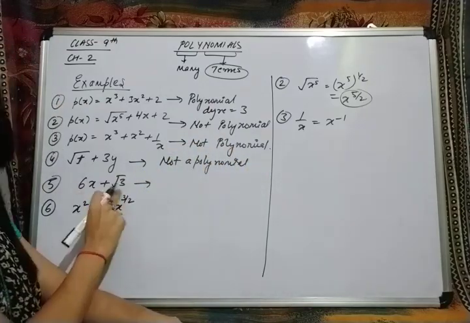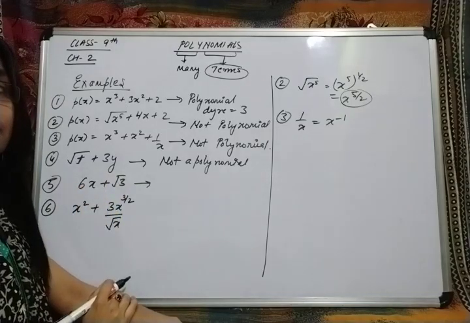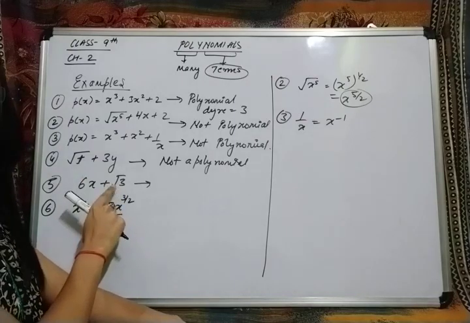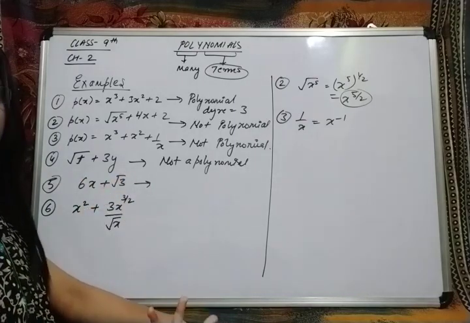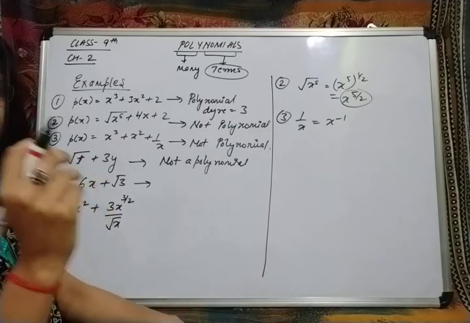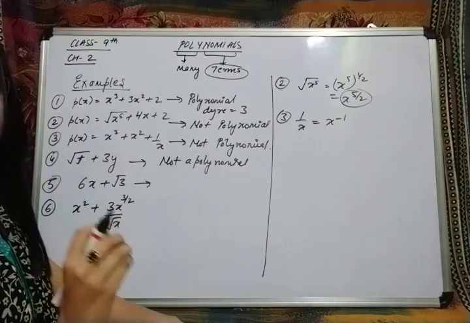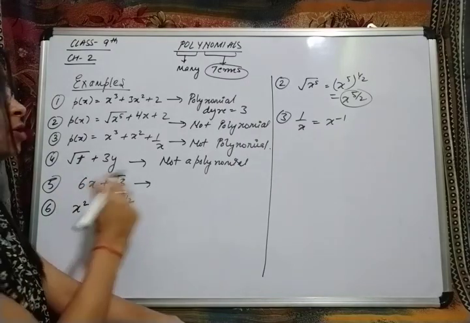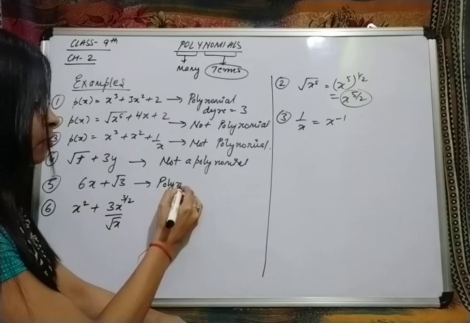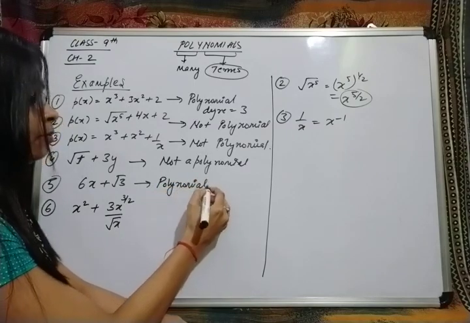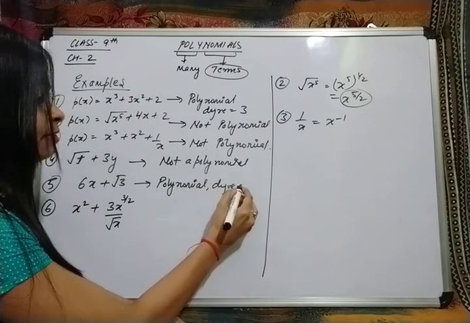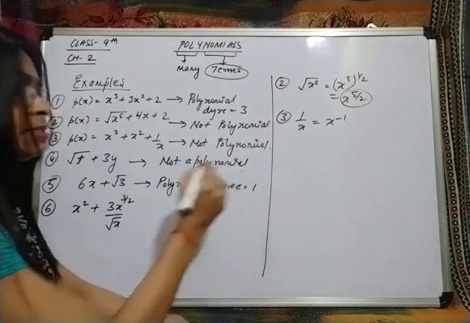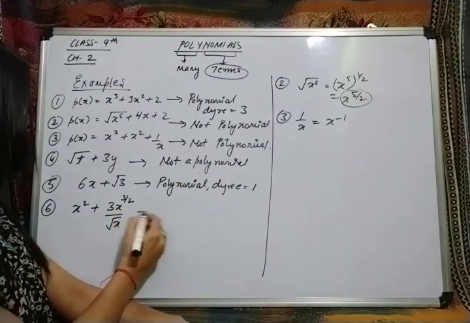Now see this, 6x plus root 3. Here, in this term, x to the power 1, and here it is root 3. But root 3 doesn't matter. It is a constant. A constant can be any real number. The power of the variable should be a whole number. So here x to the power 0 and here x to the power 1. So it is a polynomial. And what is the degree? Its power is 1 and its power is 0. So the degree is 1.